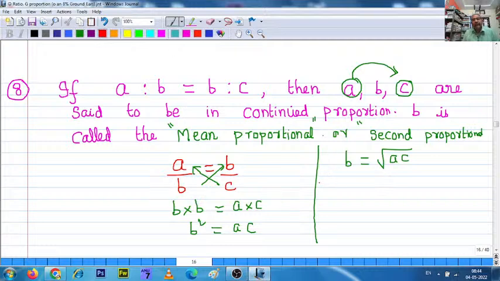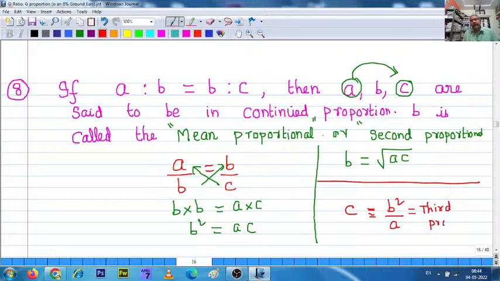From this, third proportional also we can find out. How to find out the third proportional? Very simple, C is equal to B square by A. This is called third proportional.